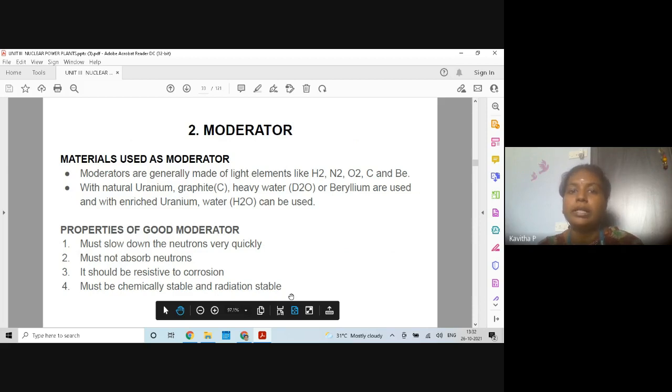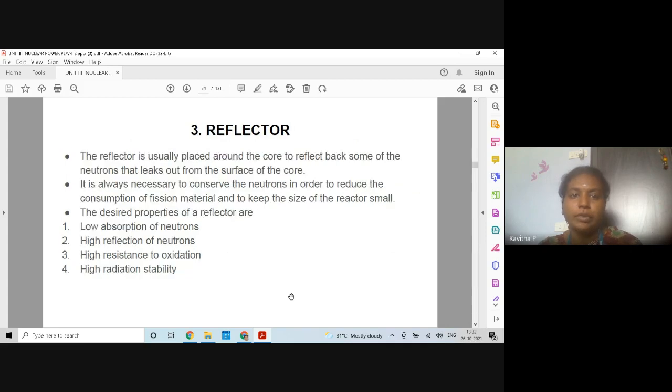Because the moderator's work is only to reduce the kinetic energy, or it has to only slow down the fast moving neutrons, and it should not absorb any neutrons which are available for the chain reaction. Next important component is the reflectors. So we know that inside the nuclear reactor during the fission process, the neutrons keep on moving at a very high energy rate.